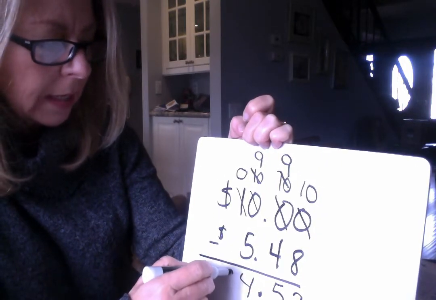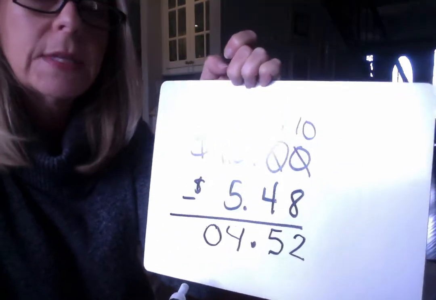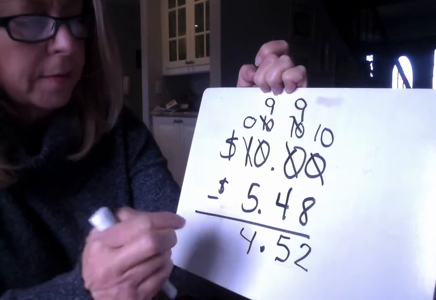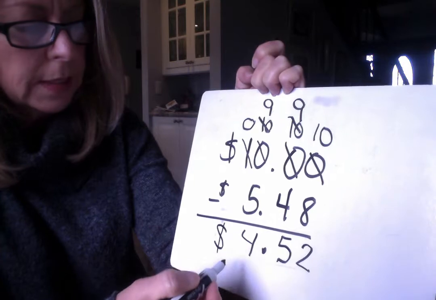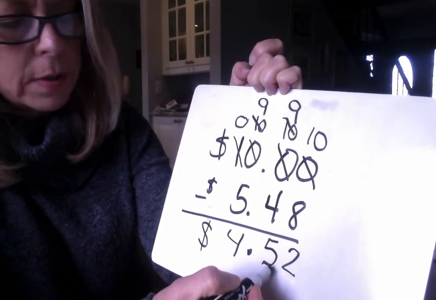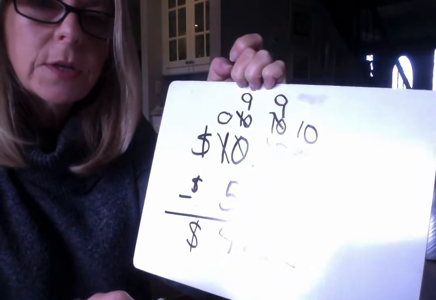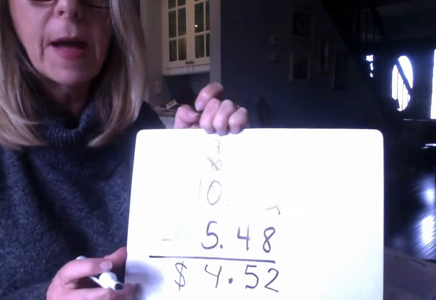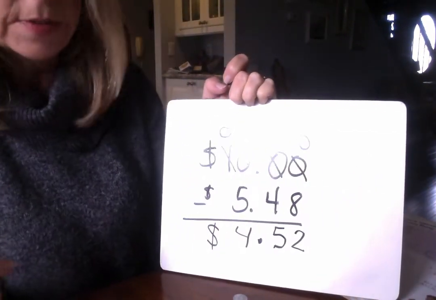We don't typically put a placeholder 0 for our 10s if we have no 10s. We would just leave it like that, just saying, hey, we only have 4 $1 bills. We don't put the 0 placeholder for the 10s. Okay, but we always want to put a placeholder for the change if we don't have that. Okay, so our answer is $4.52. If I had $10 and I bought something for $5.48, we would get $4.52 back.